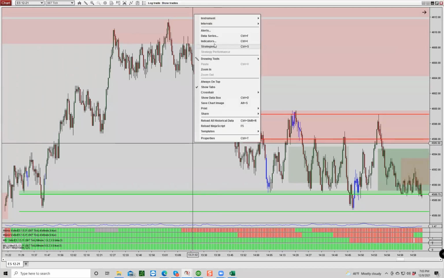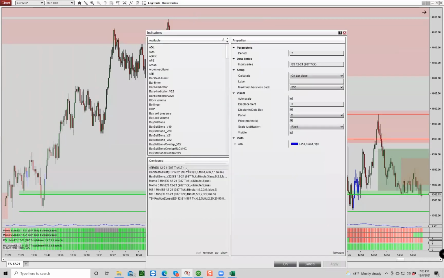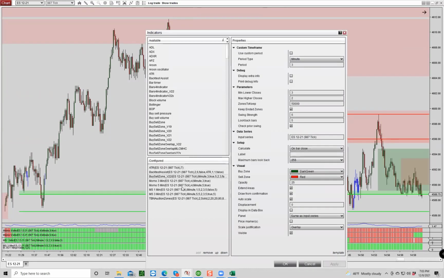So let me right click here, and let's go to indicators. I'm going to walk you through exactly what I have on here. I've got the buy sell zones, which is what you all have access to today. Those of you on the free version have these, and here are the settings I'm using. If you're day trading, what I've seen is that using 3 for your min lower closes is potentially a better setting than what I typically use for stocks, which is 1.